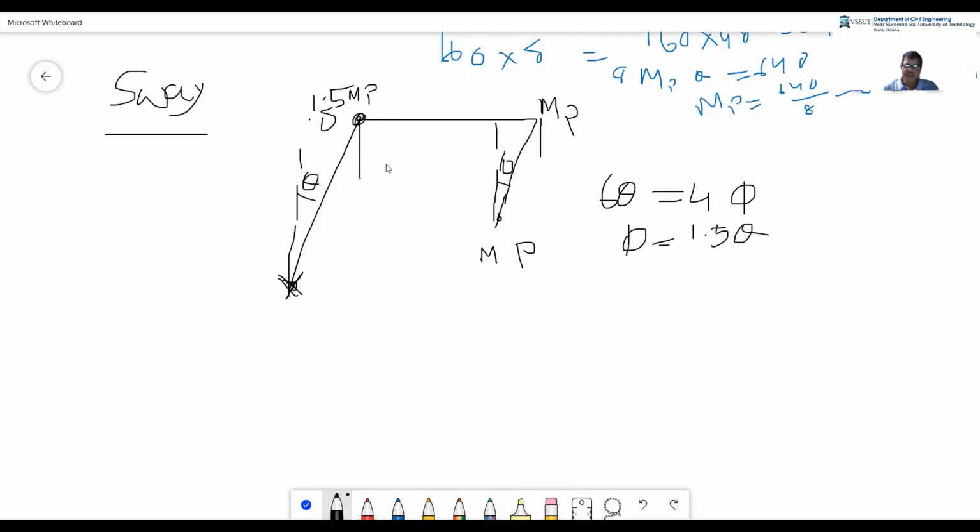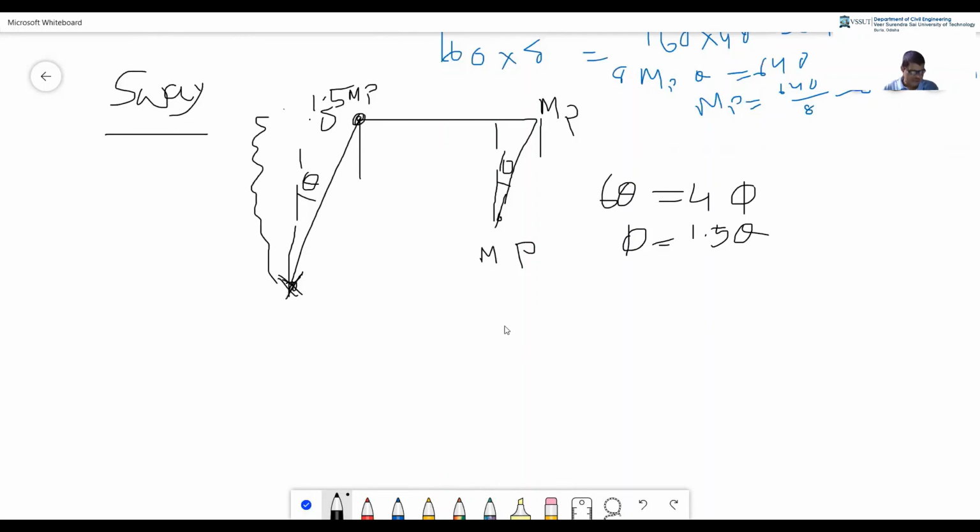Now calculate this. Here the load is given. What is the sway load? It is a UDL given. Okay, so that is a UDL given. So here we have a UDL. Very typical problem. Here a UDL is given like this.